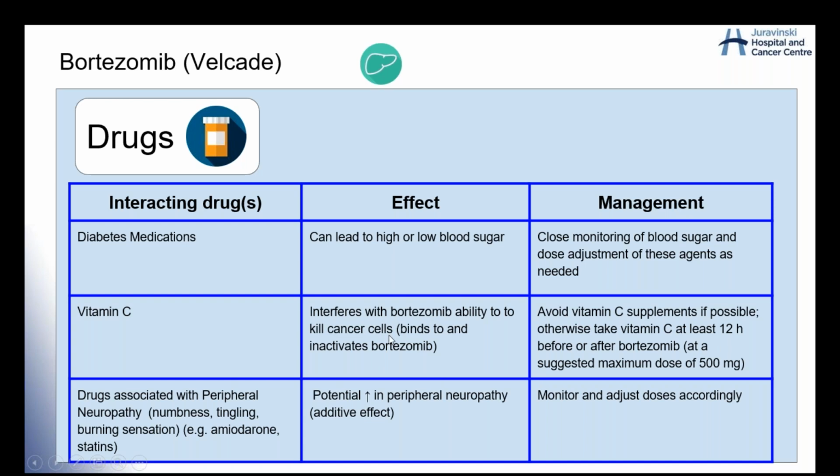It tends to bind and inactivates bortezomib. So ideally, we want to avoid vitamin C supplements if possible. And if we have to take them, then we want to separate them by at least 12 hours and not take more than 500 milligrams because of this interaction.